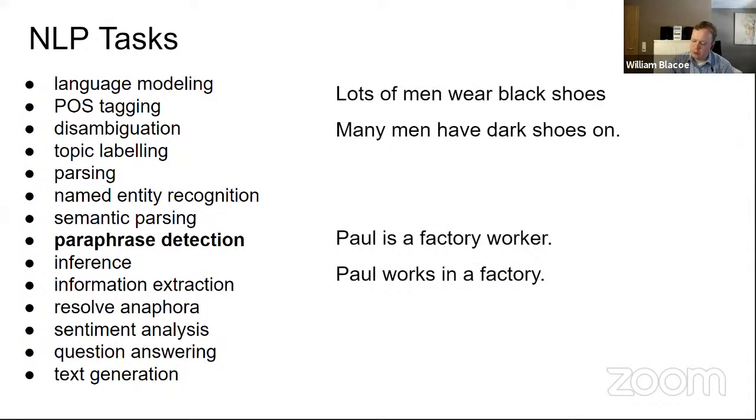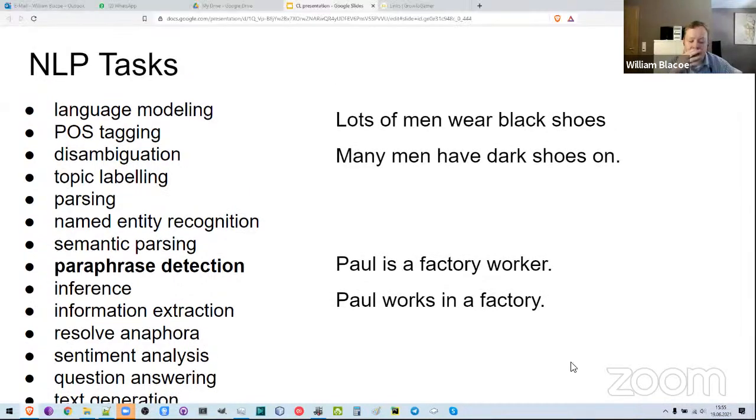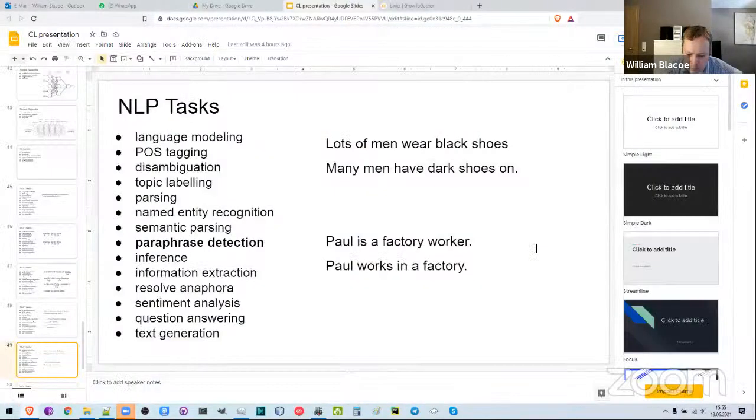Paraphrase detection is good for, let's see. Oh, I haven't checked in a while whether anyone has written any comments. I think it's not possible when I share my screen. Any questions? I don't know what's happening. And maybe I should wrap up here.